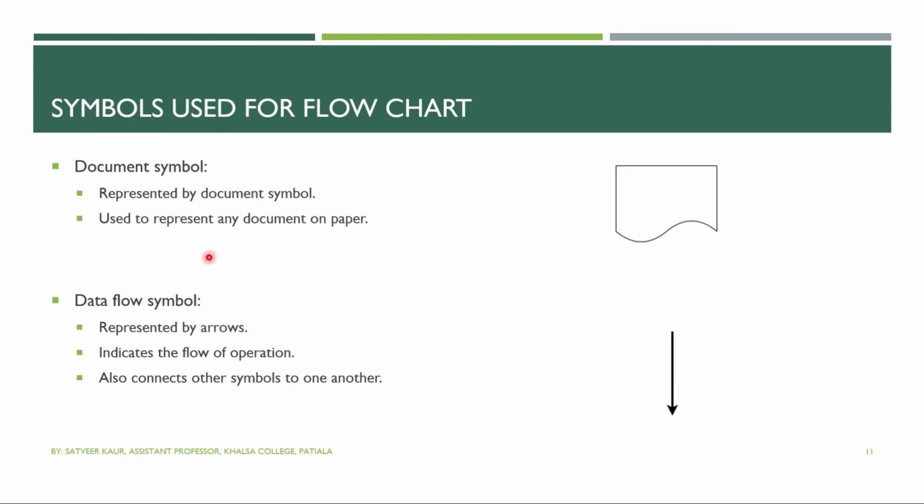Okay, next one is document symbol. This one is a document symbol. It is used to represent any document on paper. Next one is data flow symbol. It is represented by arrows. It indicates the flow of operation and also connects other symbols to one another. Right? If we have to connect input output symbol to process symbol, then what will we use? Arrow symbol.